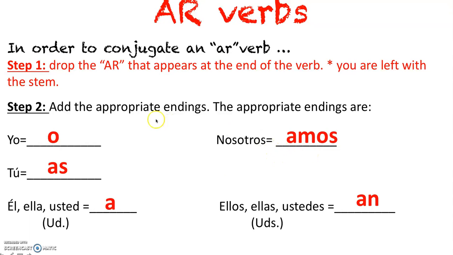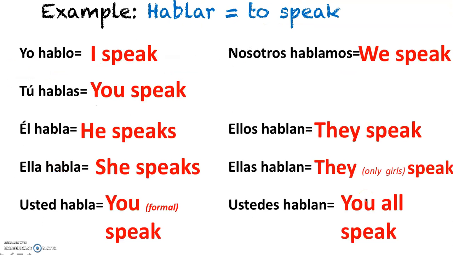Let's repeat all this together. O, as, a, amos, an. Okay, so let's see this in action. Let's see how this works.